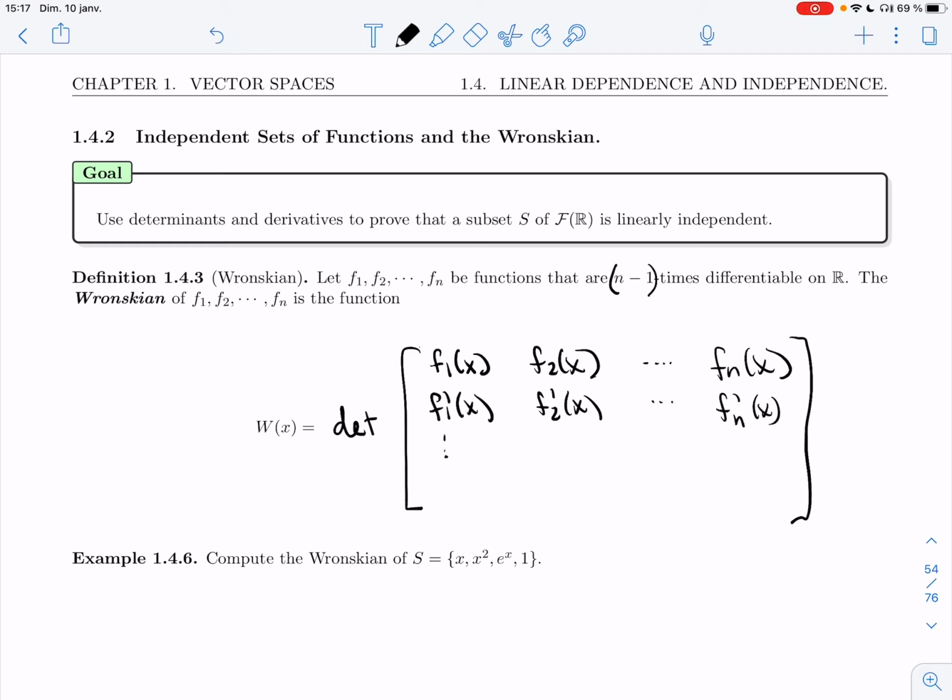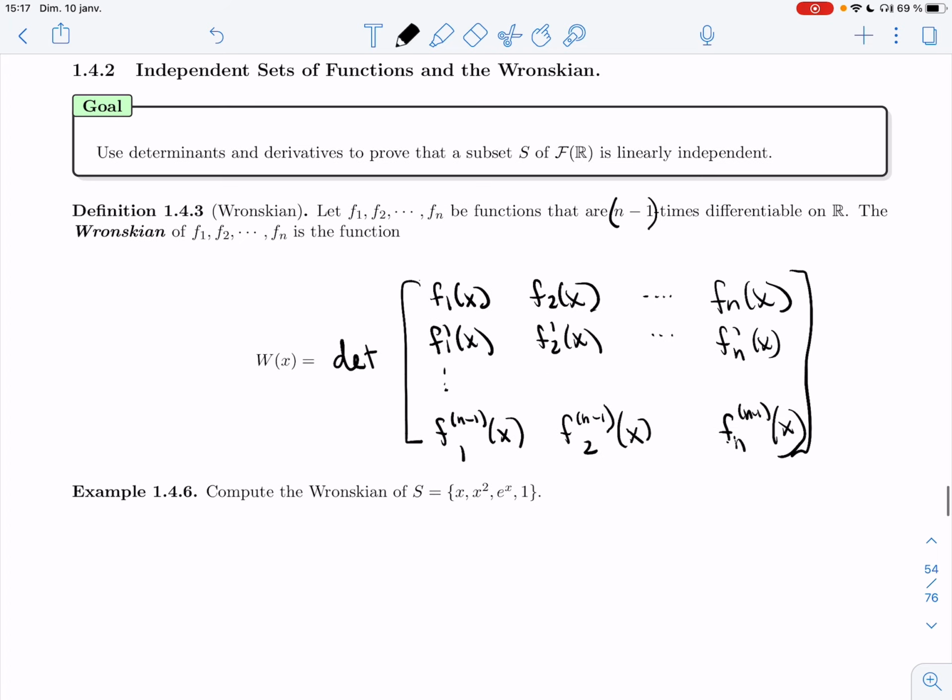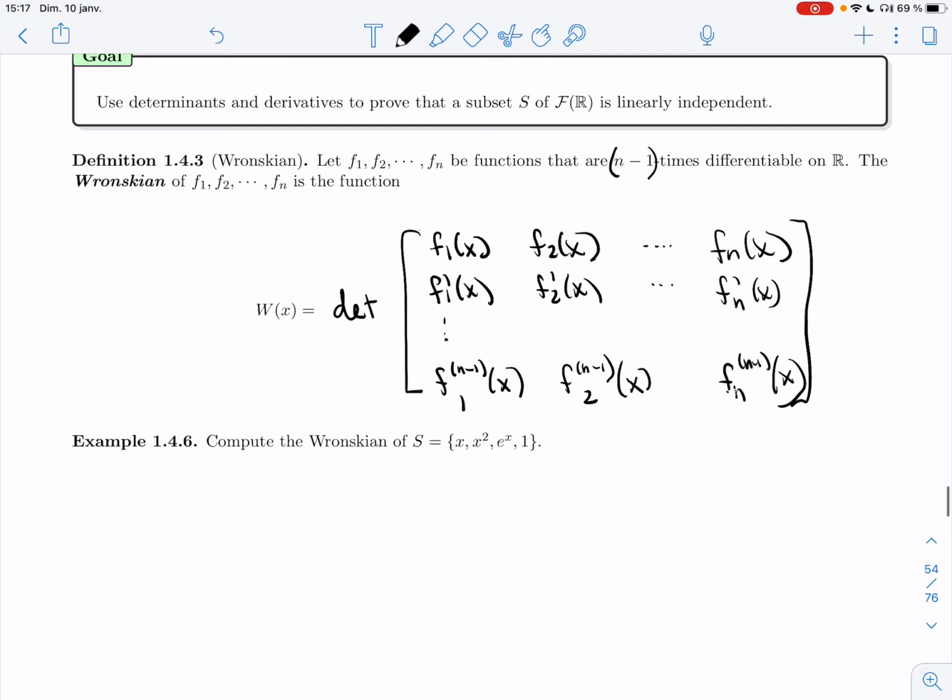And I'm going to keep differentiating it. The bottom row will be the n minus first derivative. I stop at n minus 1 because I want something square so that I can take the determinant. I want the matrix to be square, and so I want n rows. So the zeroth derivative is the first row, and the nth row would be the n minus 1 derivative.